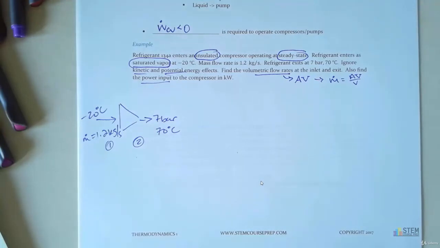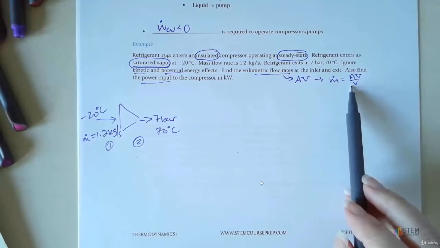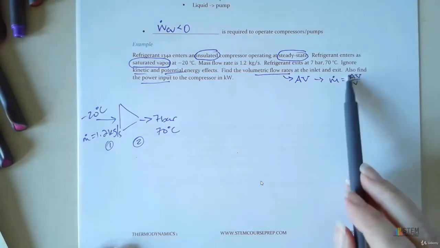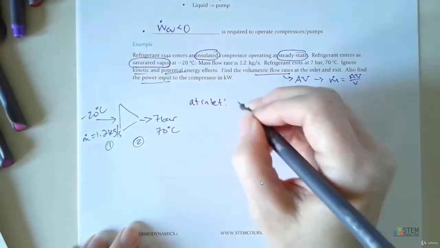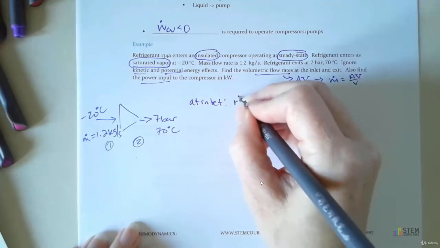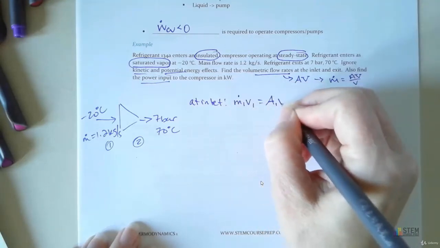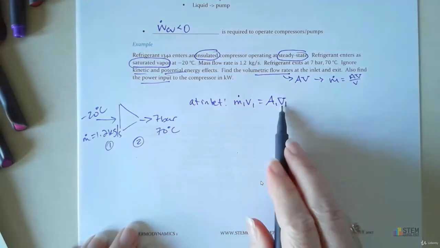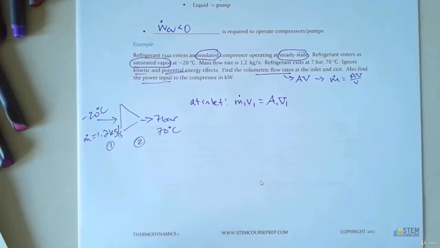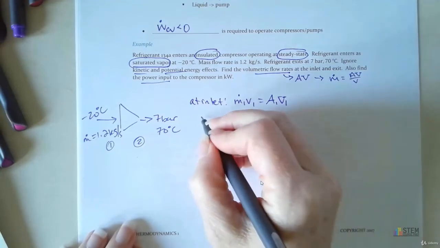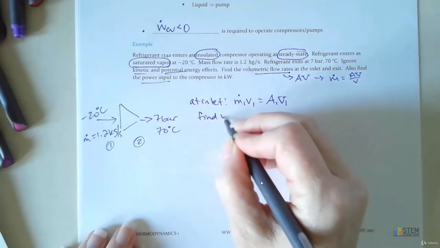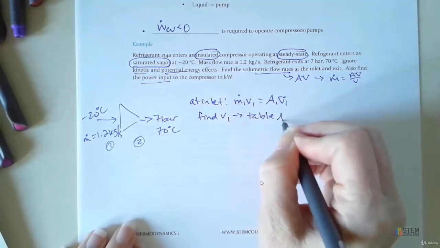Alright, so now we've got that. Now if we use this equation, let's go ahead and solve for AV, and let's do this at the inlet. So at the inlet, we're going to have M1 dot v1 equals A1 V1, where this V is velocity. Now for refrigerant, we're going to use table A10, and we need the table because we have to have this specific volume. So for v1, we go to table A10.